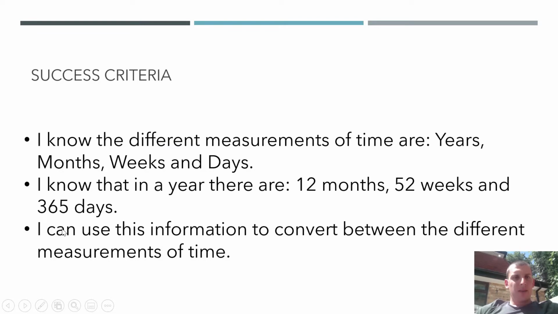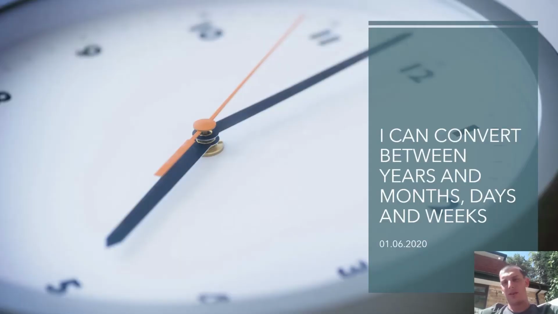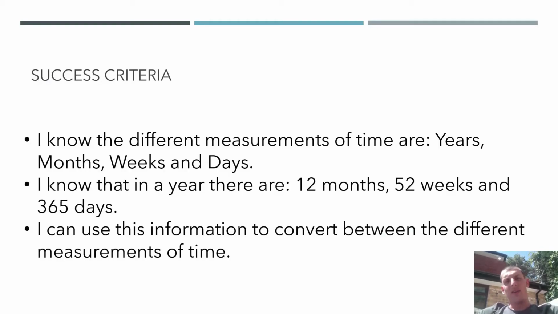Excellent, welcome back. So our success criteria today, remember success criteria is the steps we need to take to achieve our objective, which is to be able to convert between years and months and days and weeks. So the success criteria is I know the different measurements of time are years, months, weeks and days. I know that in a year there are 12 months, 52 weeks and 365 days. I can use this information to convert between the different measurements of time.